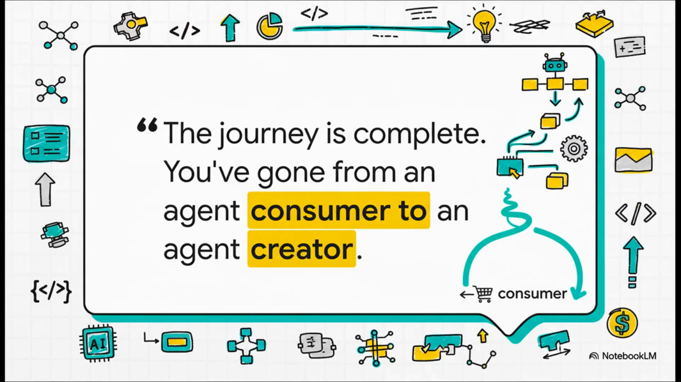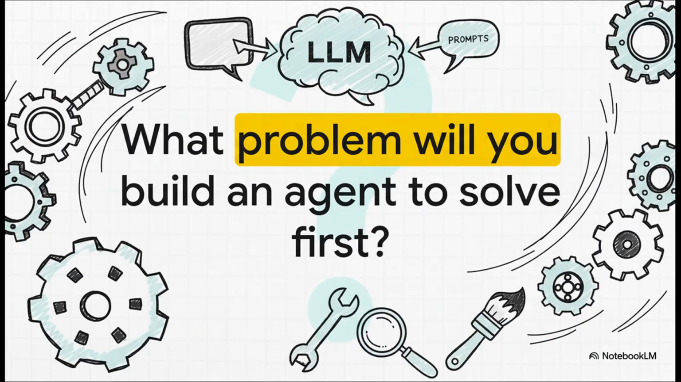And with that, the journey is complete. You've seen the concepts, you've seen the code, and you've seen the path forward. You have officially gone from just using AI to understanding how to build a custom agent that actually works for you. So, I'll just leave you with this one question. You now have the fundamental building blocks. You've got tools, prompts, and a reasoning engine. You know how to put them together. The only thing left to decide is, what problem will you build an agent to solve first?